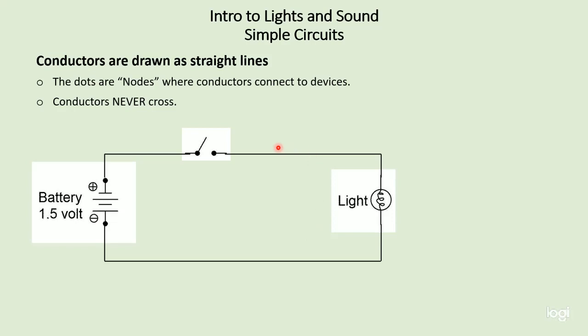We would never want our wires to touch in our diagram, because that shows us that there is either a short circuit or a wiring problem, and you always want to make sure that your wires are indicated in such a way that they don't cross. Conductors never cross.